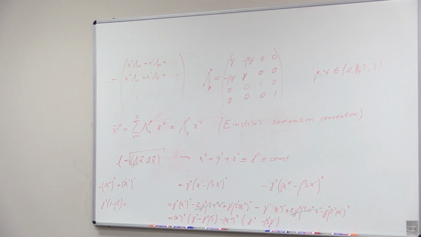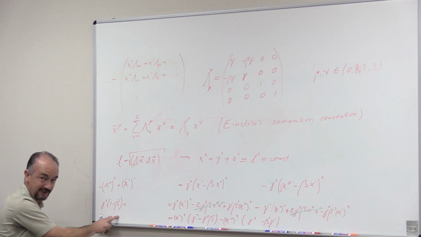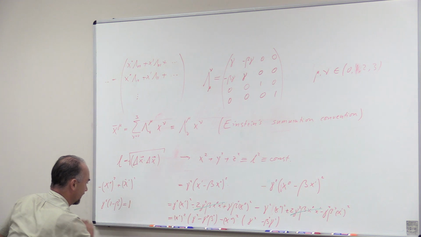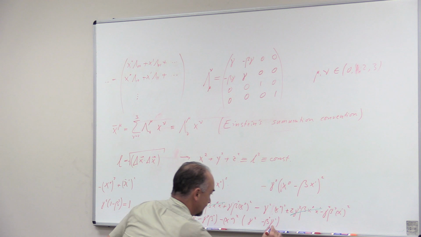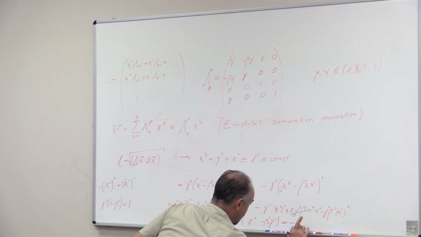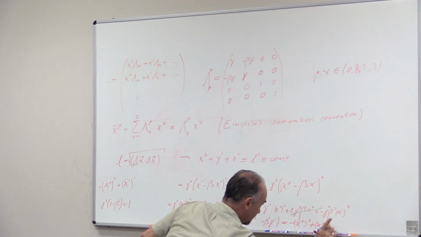Gamma is the square root of 1 over 1 minus beta squared, yeah, sorry, just gamma squared. Gamma squared is 1 over 1 minus beta squared. So it's simply 1, right? That's what we have in front here. So this is minus x0 squared plus x1 squared.